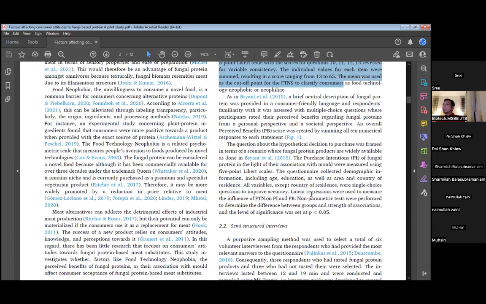And also they put the statistical analysis. They do some linear regression to measure the influence, non-parametric tests to determine the difference between groups and strength of association, and the levels of significance. They set p-value less than 0.05.